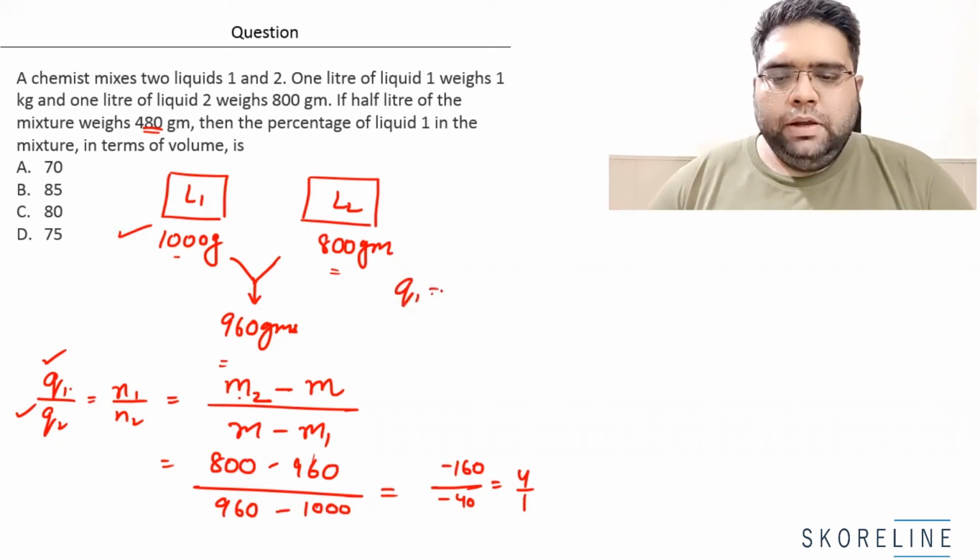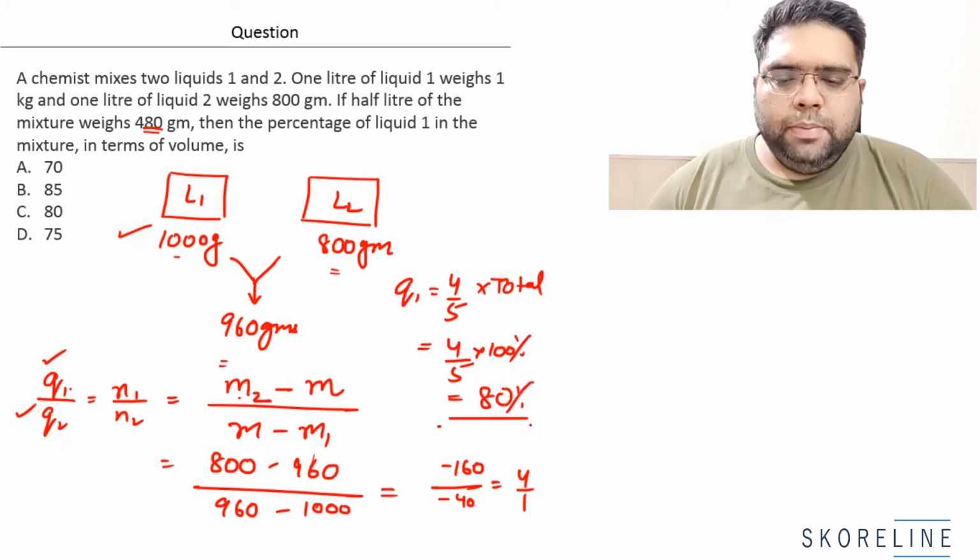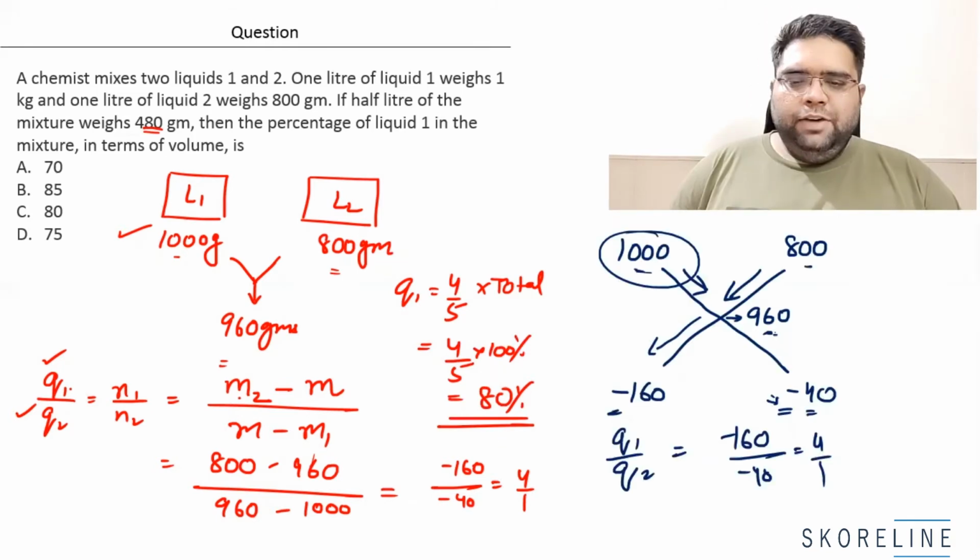So Q1 will be 4 by 5 of the total, right? So if you need to calculate the percentage, it will be 4 by 5 of 100%, which is 80%. It will help you solve the questions with so much efficiency that you will start loving the shortcut.